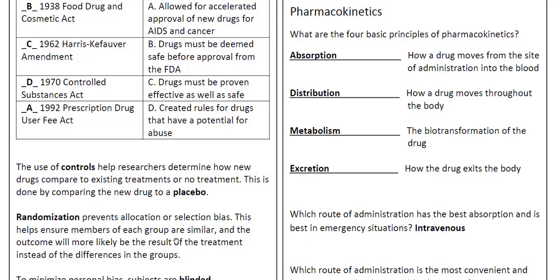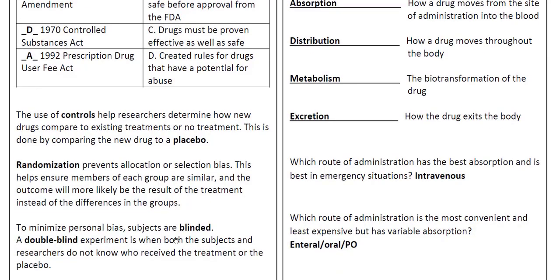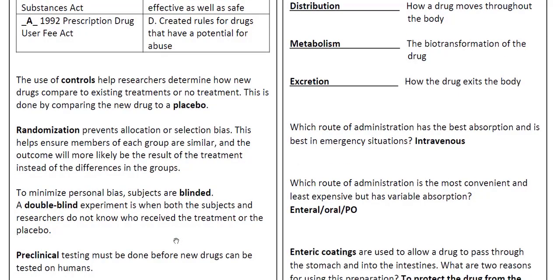This helps ensure members of each group are similar and that the outcome will more likely be the result of the treatment instead of the differences between the groups. To minimize personal bias, subjects are blinded. By being blinded, the people involved in the trial can't use their own biases or judgments to determine how they think the treatment affected them.